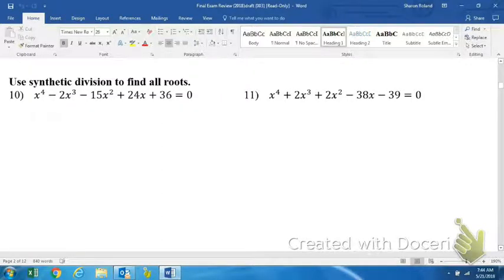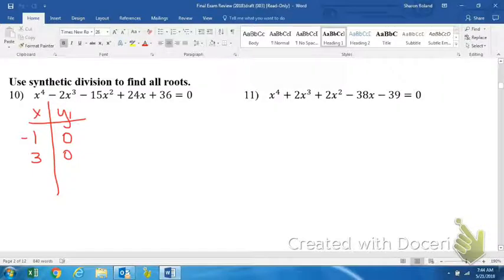All right, when it says to use synthetic division to find all roots, there's a ton of different roots to check out first. So you have to take your calculator and put into y equals x to the fourth minus 2x to the third minus 15x squared plus 24x plus 36 equals 0. And if you go to the table, you'll see that there are two roots. The table will look like this. Let me scroll up. The two roots that it shows are -1, you get 0, and at 3, you get 0.